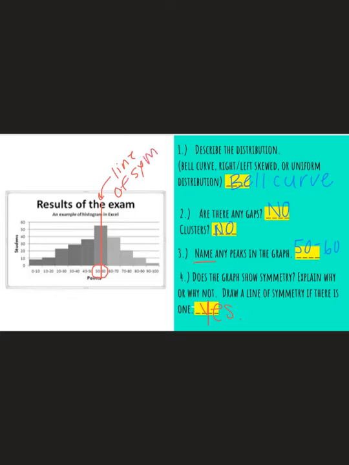Now, although they're not perfect on both sides, they're very similar on the left and the right. It's almost a perfect mirror. So my answer was yes. Why? Because they're mirrored on both sides, right? The left side of my line of symmetry and the right side have very similar data. And then draw your line.